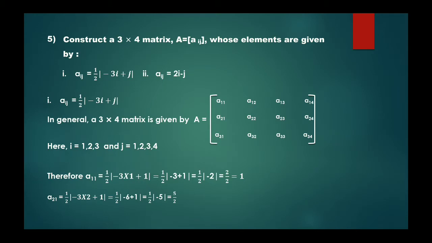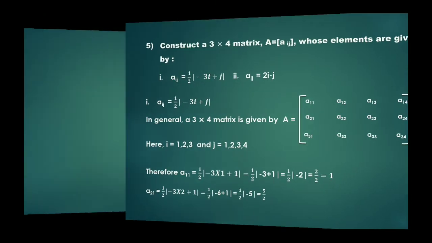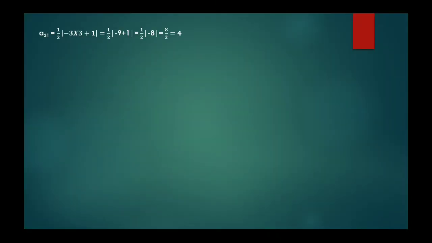The next one, we have minus 3 into 2 plus 1. So minus 3 into 2 is minus 6, and minus 6 plus 1 gives you minus 5. You then multiply by half. Because of the mod, the minus goes, so it becomes positive again. So you get 5 by 2. This way we just solve the values.